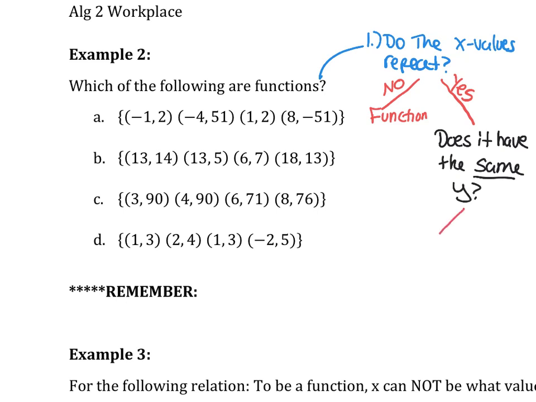If it does have the same y value, then it's a function because that's just listing the same point again. If it doesn't have the same y value, like that example that we did on the front side, then that would not be a function.